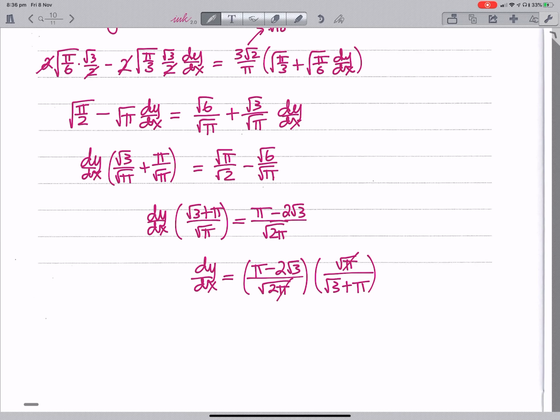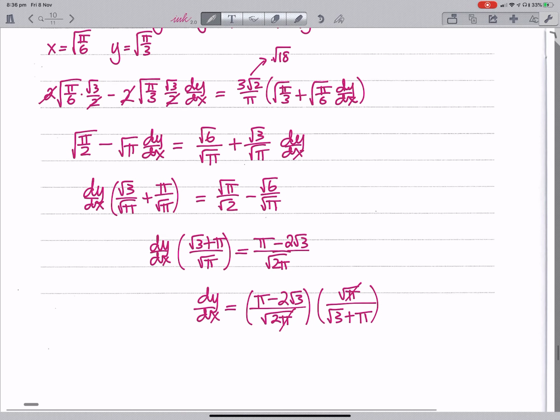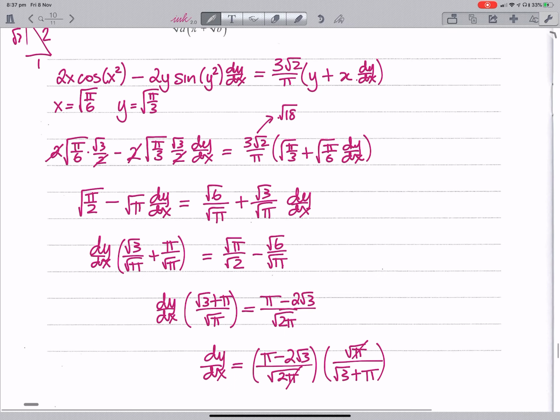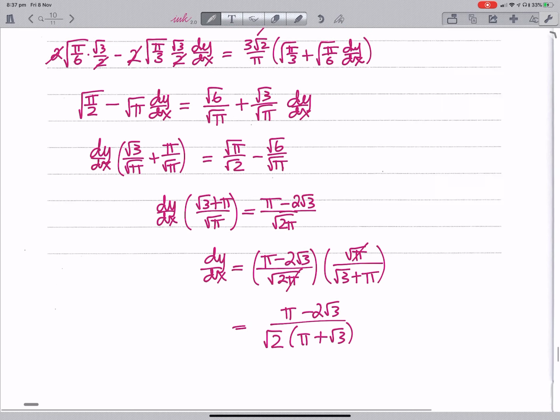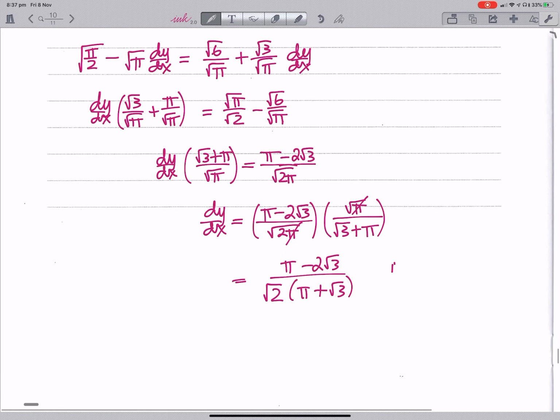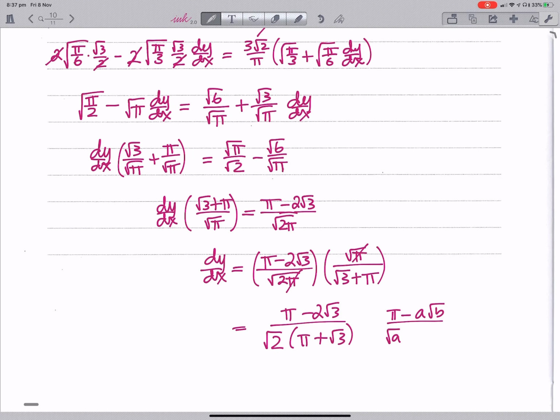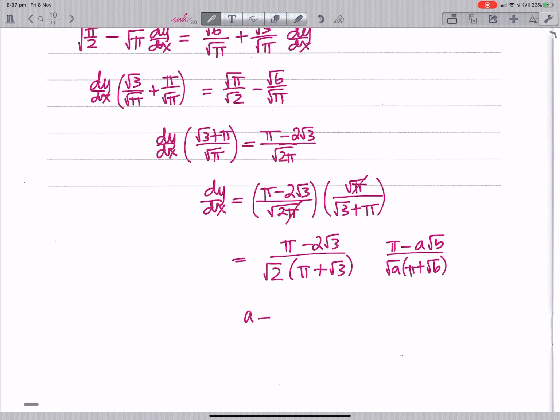Is everything right? Okay, so what would we get? We would get root 2 pi plus root 3 on pi minus 2 root 3. So pi minus a root b on root a pi plus root b. So a is equal to 2, b is equal to 3.